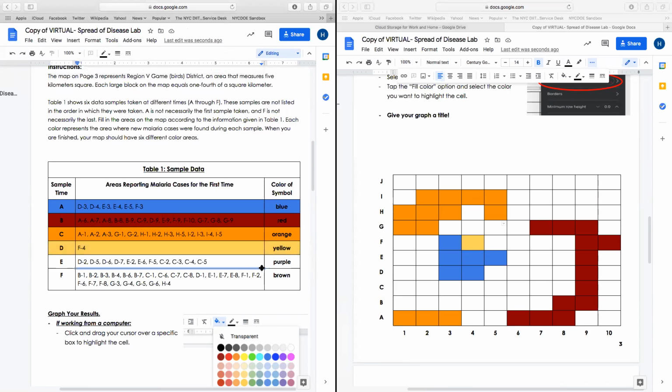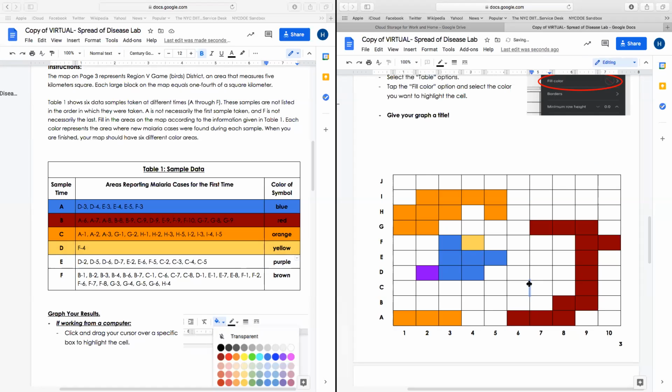Eunice says it looks like a graph of sampled data. I agree, Eunice, but I do admire the creativity. All right, guys, next we're going to color in purple. This is time sample E. So first up, we've got D2.